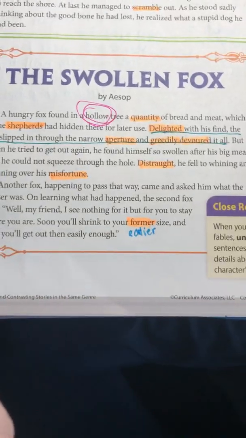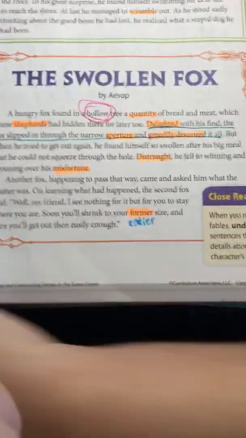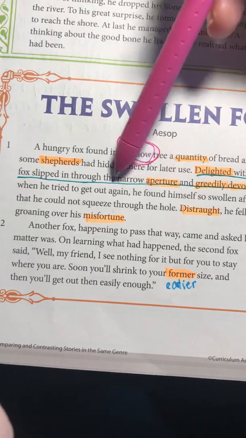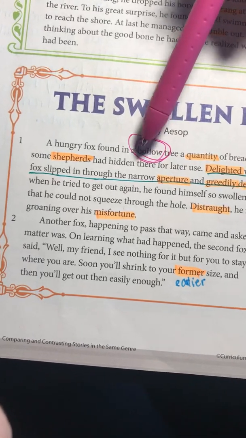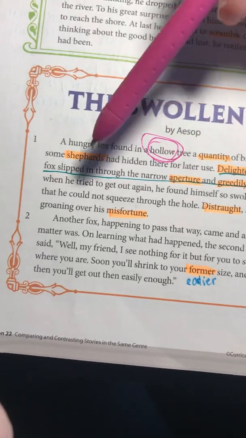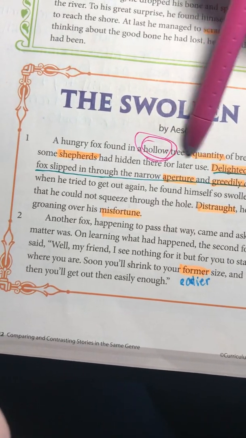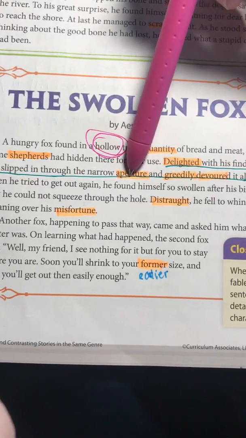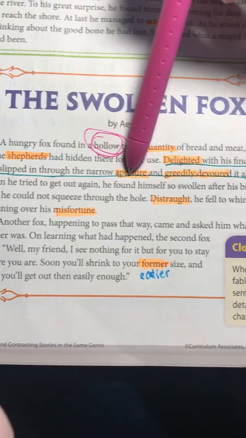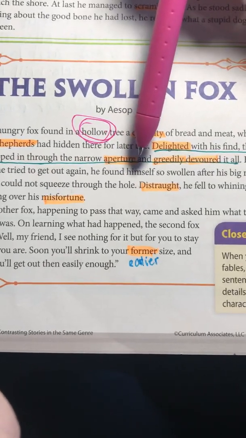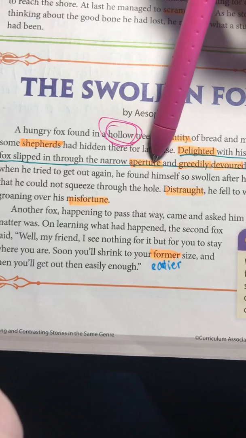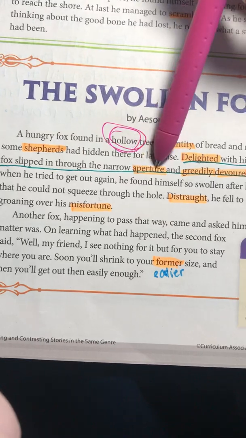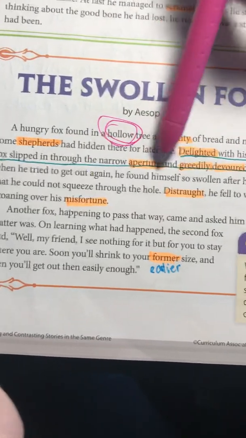Aperture. How could we figure out what aperture means in context? It says a narrow aperture, and we can look back at hollow tree because we know that the fox is slipping into the tree where he found the bread and meat. So aperture might mean a small hole. Let me fit in that word in the sentence. The fox slipped in through the narrow hole and greedily devoured it all. I think hole fits in well there.